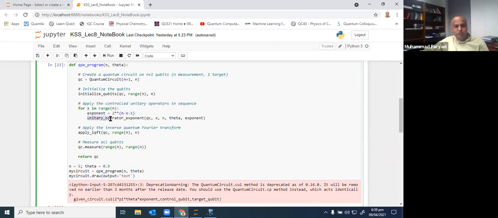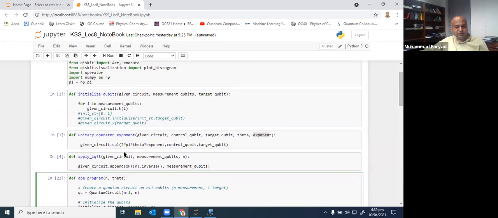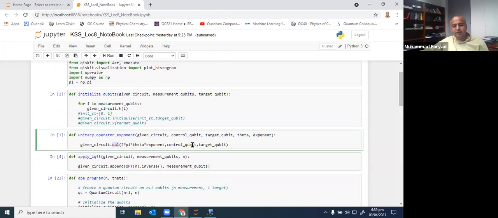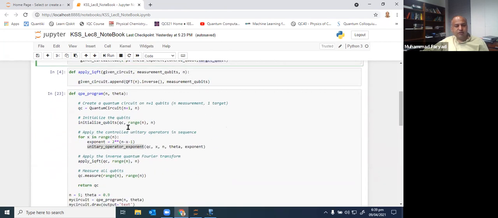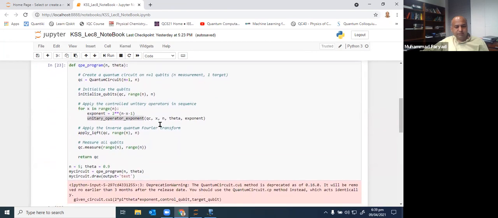Here I'm using the controlled unitary operator, because they are just these CU1 gates, controlled by the control qubit and applied to the target qubit. The target qubit is the n plus first qubit, which is fixed here. So this is n. Remember, when I have constructed an n qubit circuit, my labeling is 0 to n minus 1. And when I have constructed an n plus 1 circuit, my labeling is from 0 to n. So this nth qubit is actually the last qubit which is working for the operation by the unitary operator.